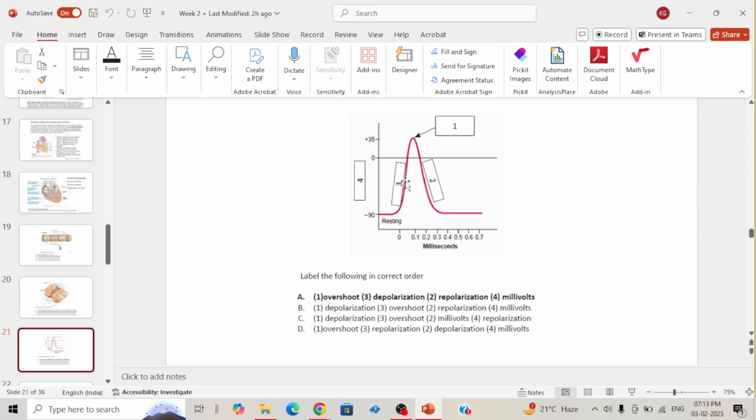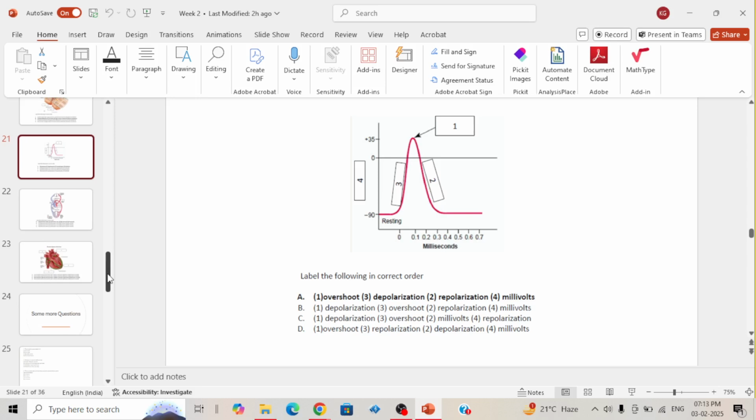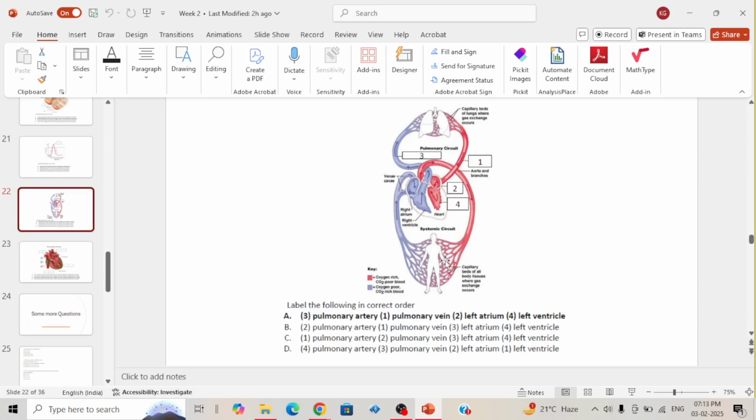The one that is marked as 3 is depolarization, and the bar here is the voltage bar. Millivolts. Yes, this is actually showing the voltage, different voltages. Okay. Now here, this is the basic cycle as I told you earlier, pulmonary circuit and systemic circuit. So I hope you were able to answer it correctly.